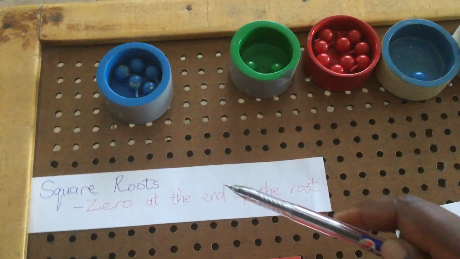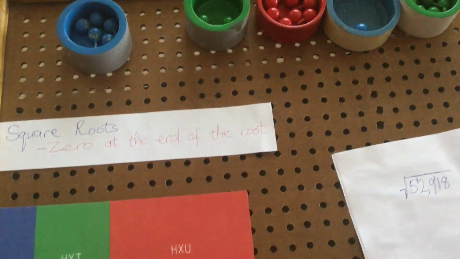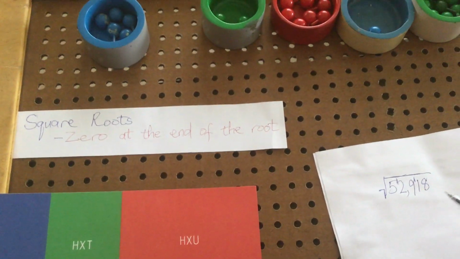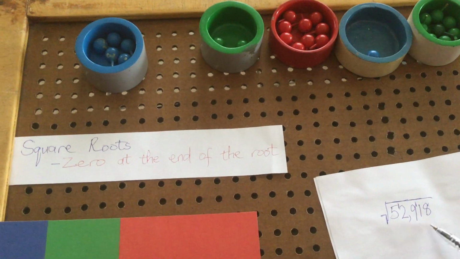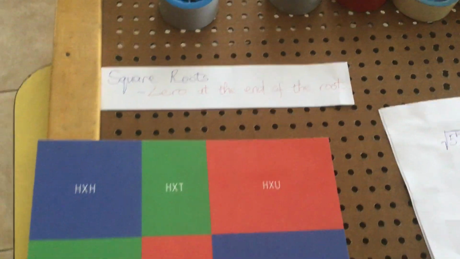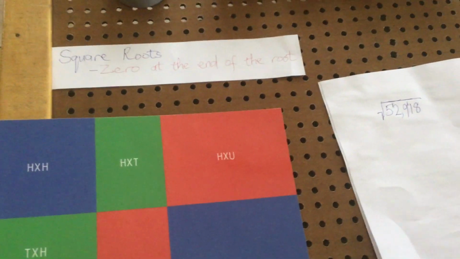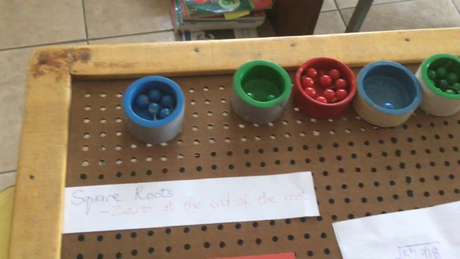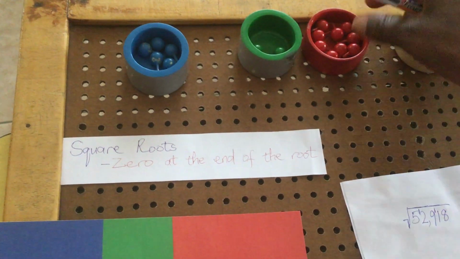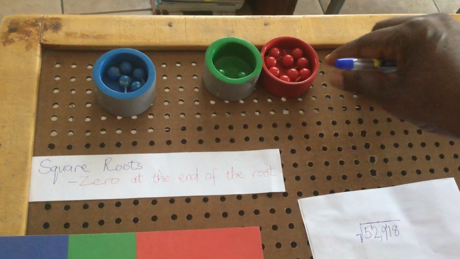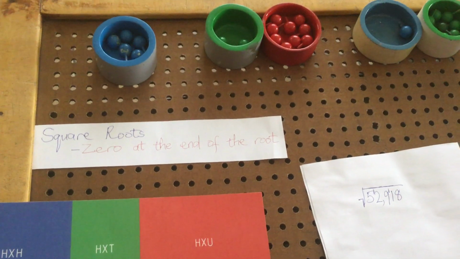Looking at square root, 0 at the end of the root. My number is 52,918. I want to take the square root of it, and we see that we are going to need a trinomial guide, which we have here because it's marked into 3 periods. The number is marked into 3 periods, and of course I have my quantities, the different cups separated into the periods.